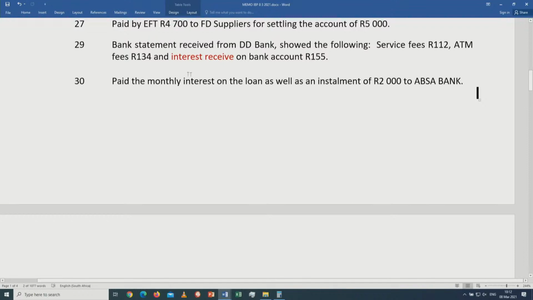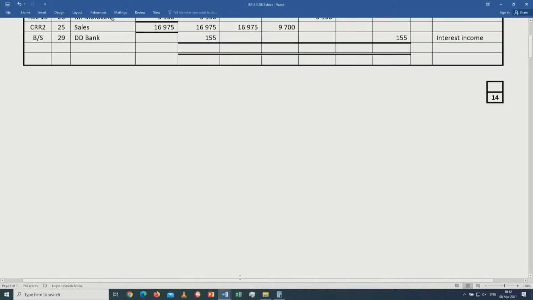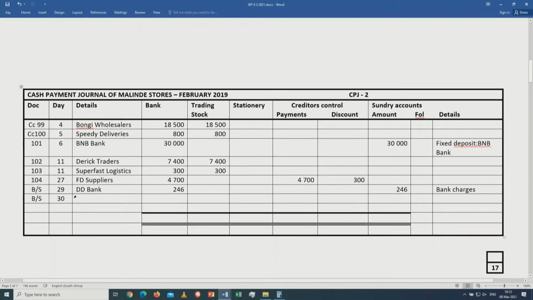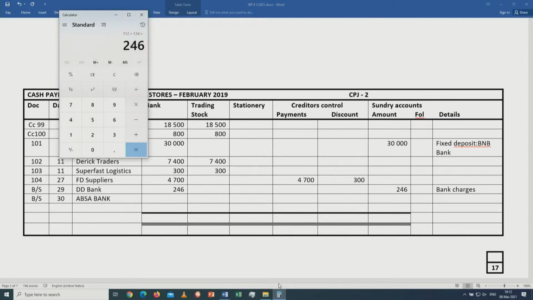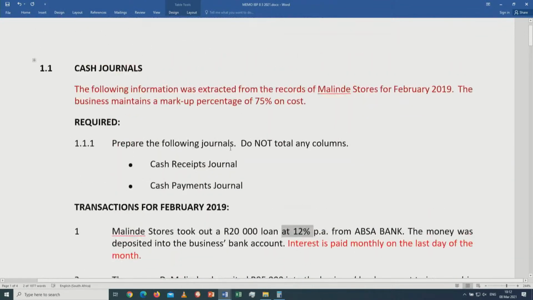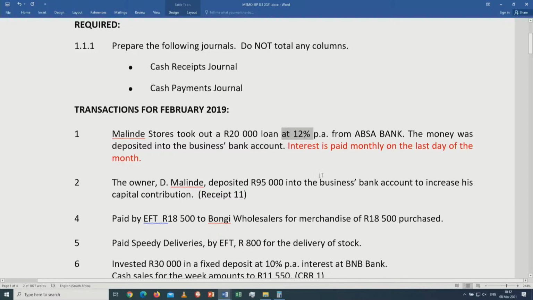So paid the monthly interest on the loan as well as the installment. So you are paying the installment and the interest. So when you pay, you go to your cash payments. It's receipts here. You go to your cash payments. You are going to have the name of the bank that you must pay. Now let's talk about the money. How much do you pay? We're going back to our question. Let me go back to it. It says how much was the loan? 20,000 at 12%. Therefore, for 1 month, it's at 1%.